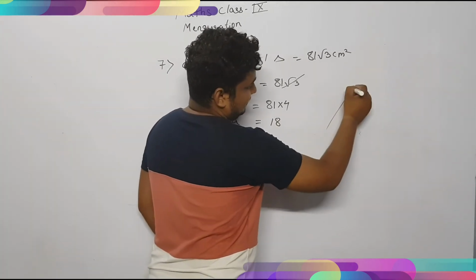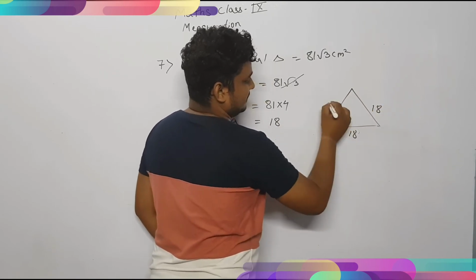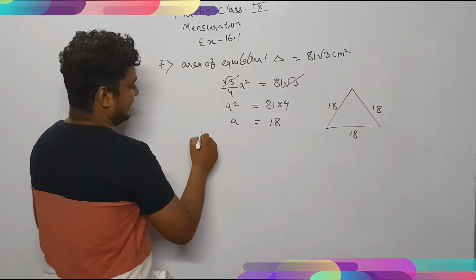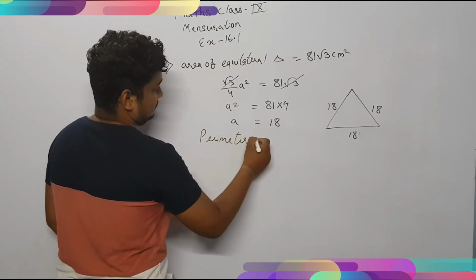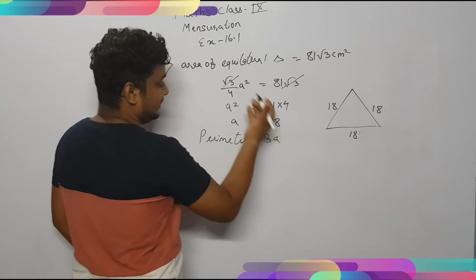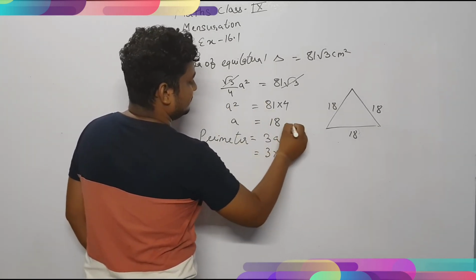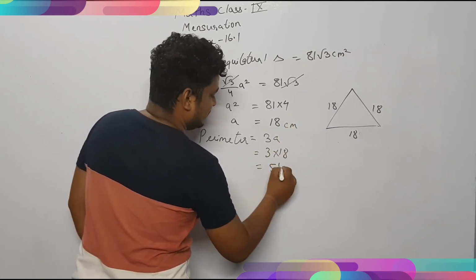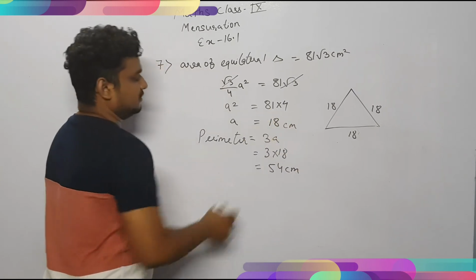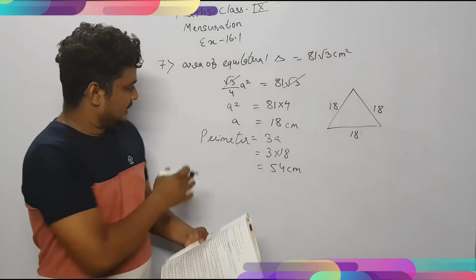After getting the value of a, each side is 18 centimeter. So what is the perimeter? The perimeter of an equilateral triangle equals 3a. So 3 is multiplied with 18, which gives 54 centimeter. So this is the perimeter for this particular question.